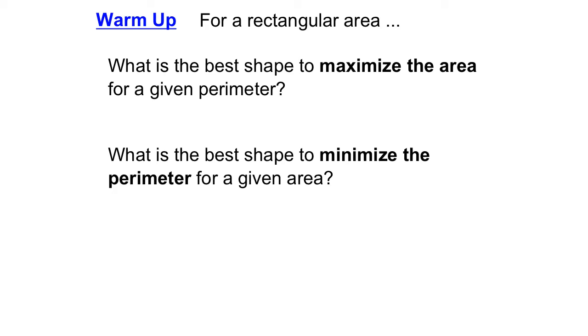Try to think back to spiral 1. For a rectangular area, what is the best shape to maximize the area for a given perimeter? What is the best shape to minimize the perimeter for a given area? Do you remember? It's a square.